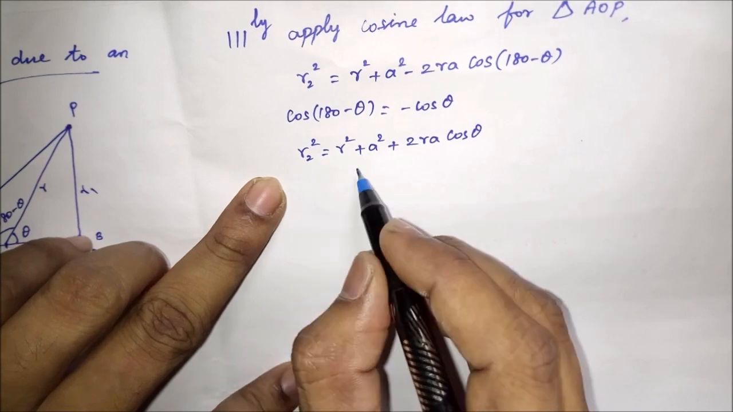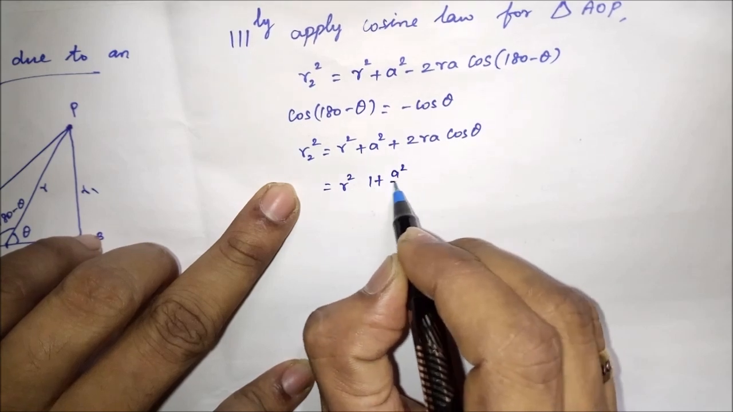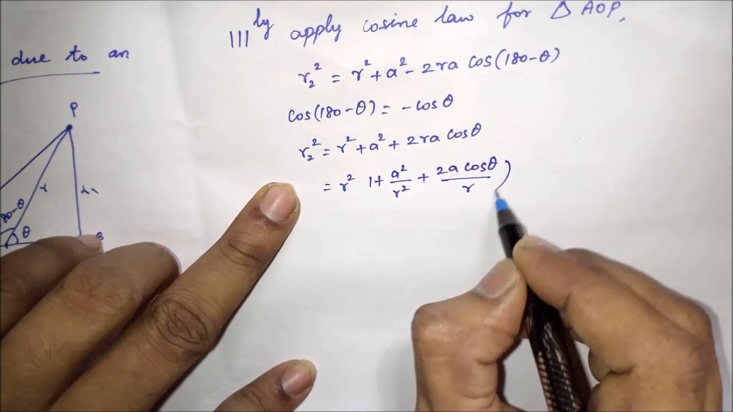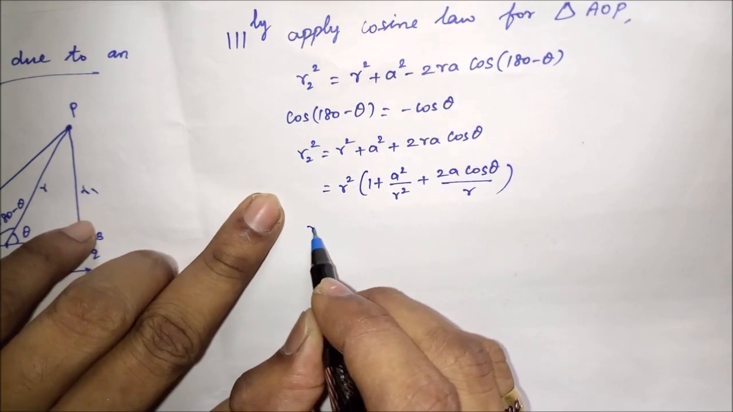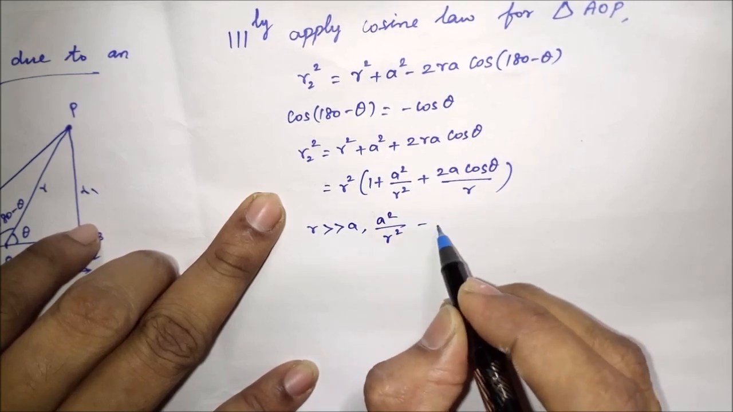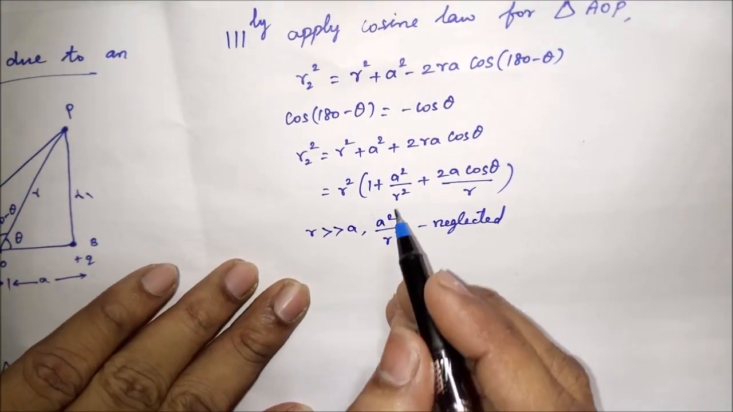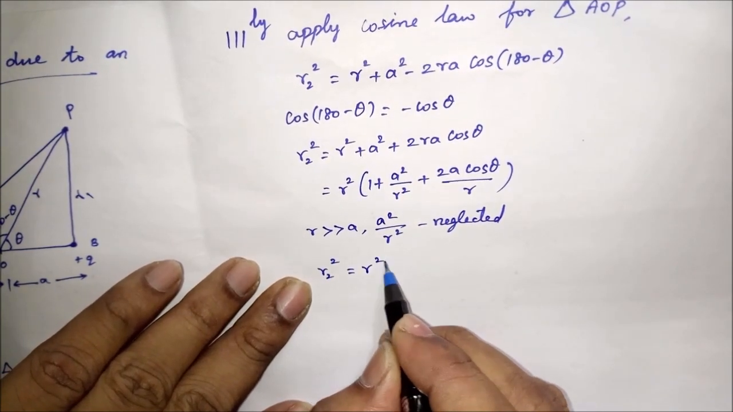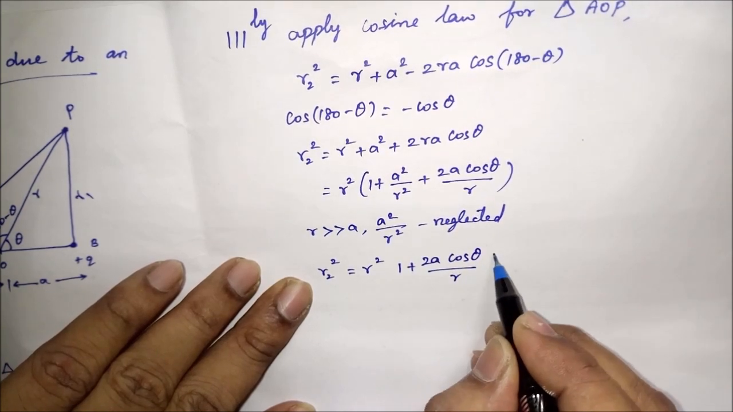We have to take r square separately, then 1 plus a square divided by r square plus 2a cos theta divided by r. Next, r is very much greater than a, so a square divided by r square is neglected, which means this term will be neglected. Then r2 square is equal to r square times 1 plus 2a cos theta divided by r.